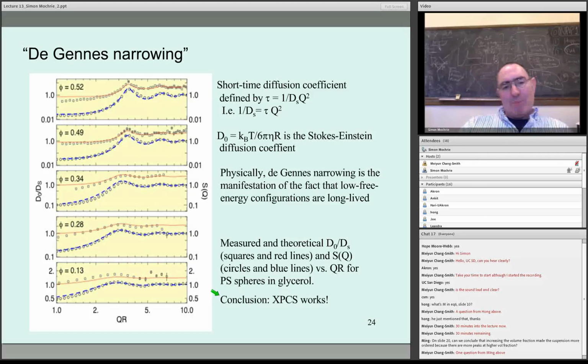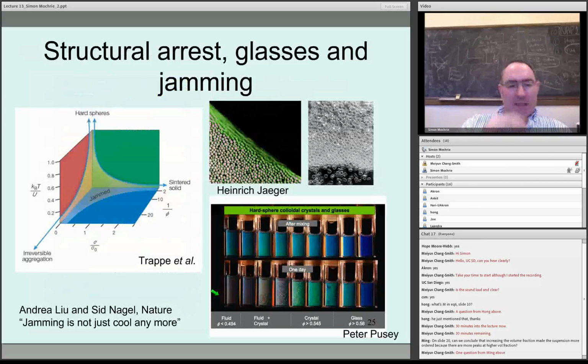I've persuaded you that this technique, X-ray photon correlation spectroscopy, works. And now I'd like to go on to talk about a couple of examples. The first example concerns colloidal suspensions that realize phases that are glassy, more glassy than the phases that I've talked about previously. And so higher volume fractions, but also an attractive interaction between particles.